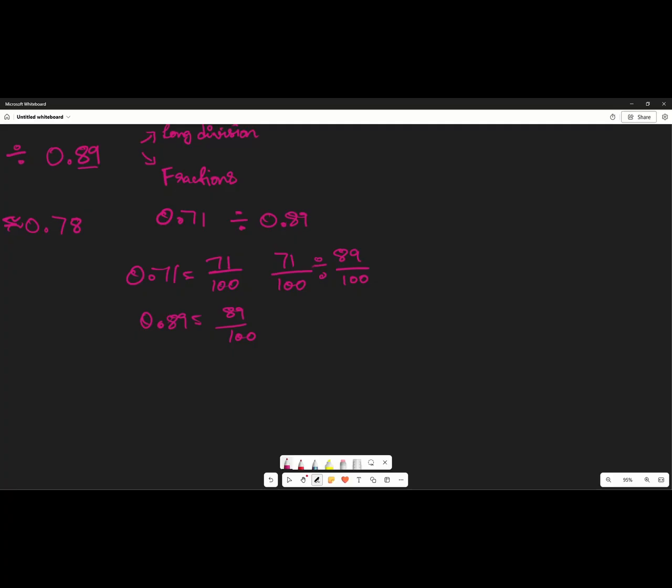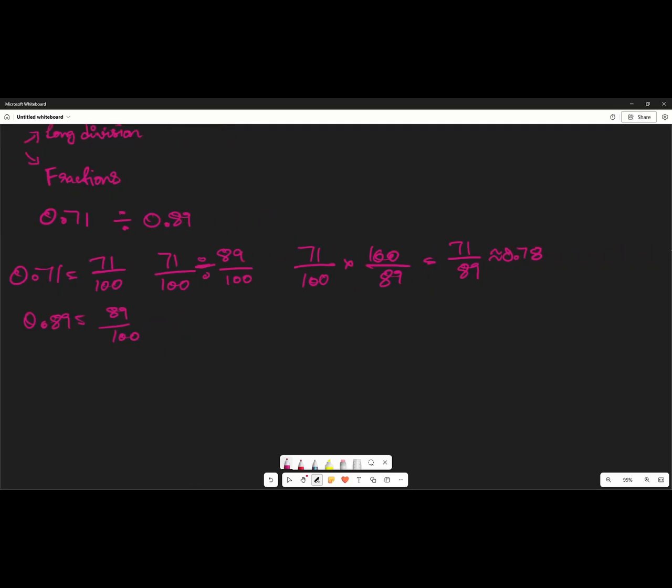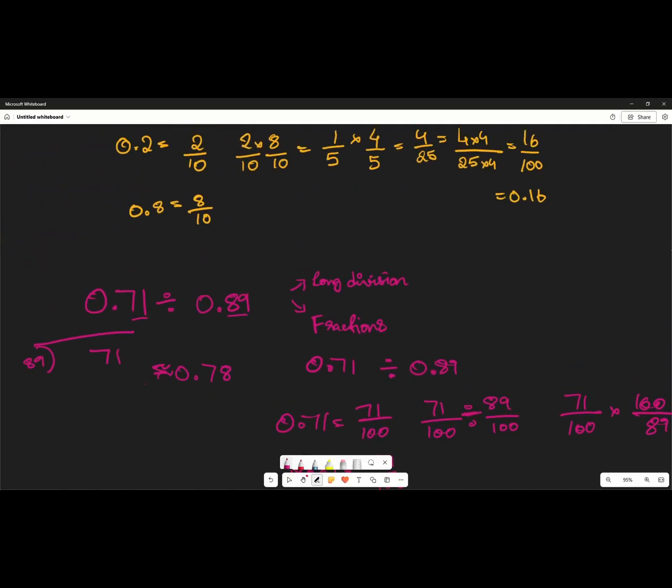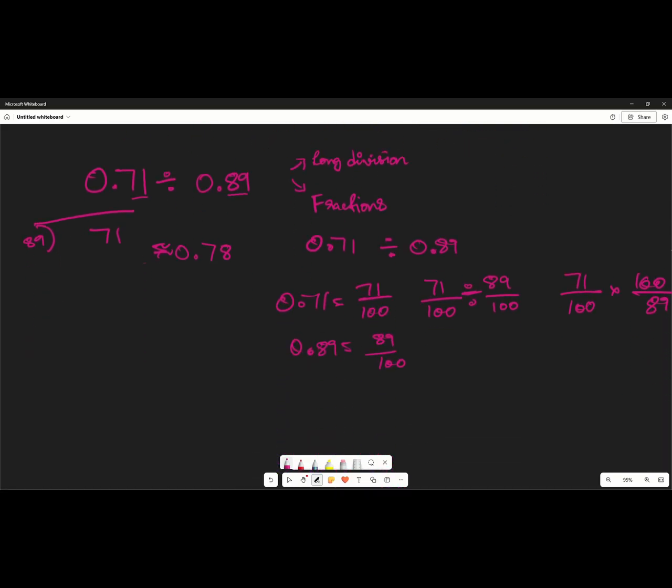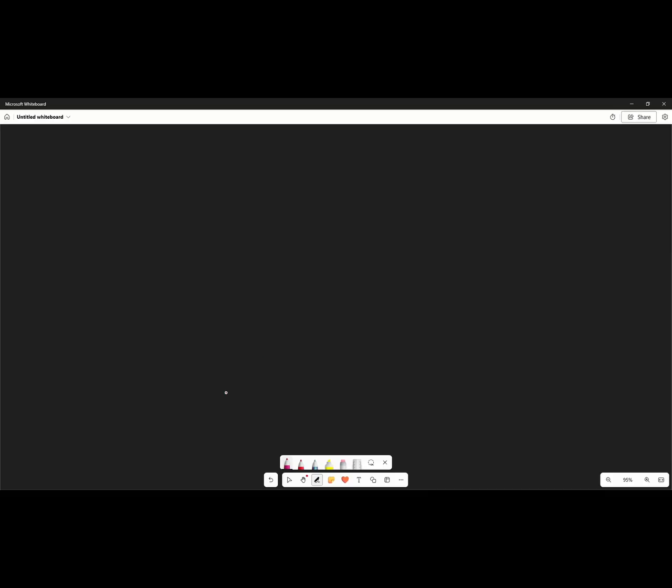Now division is multiplication with the reciprocal. So 71 by 100 into 100 over 89. Then you get 71 by 89. 71 over 89 is 0.78 to the nearest 100th place. This is how you convert and divide decimals.